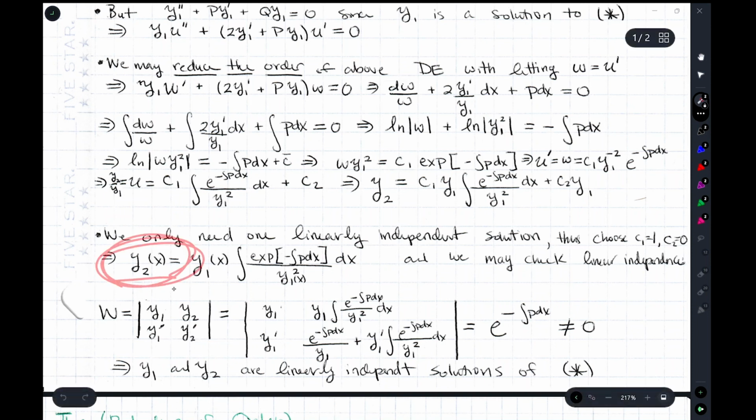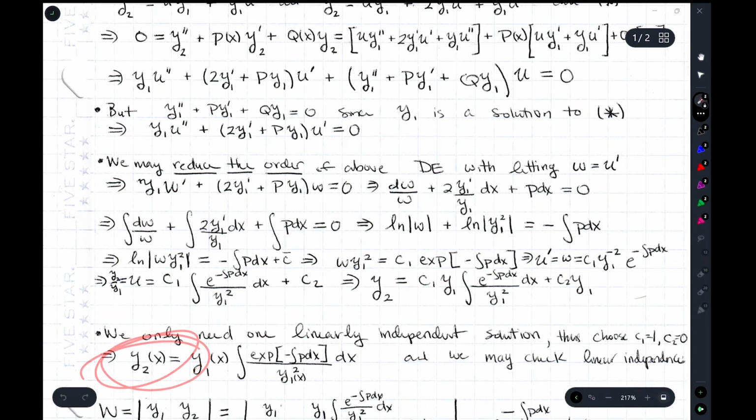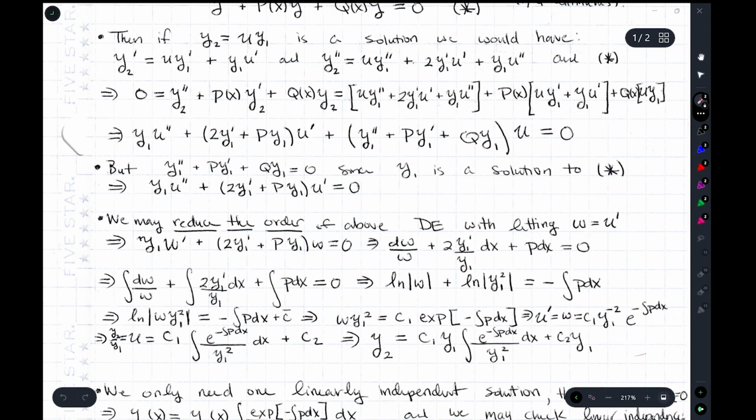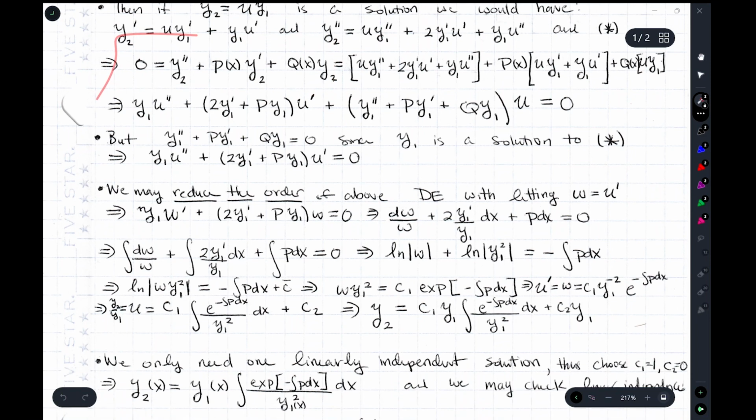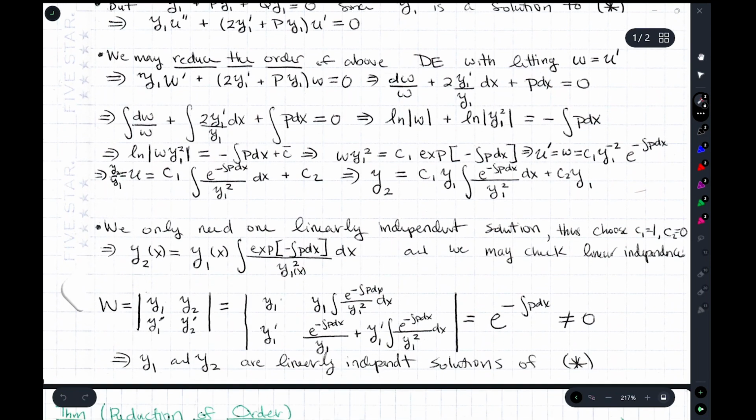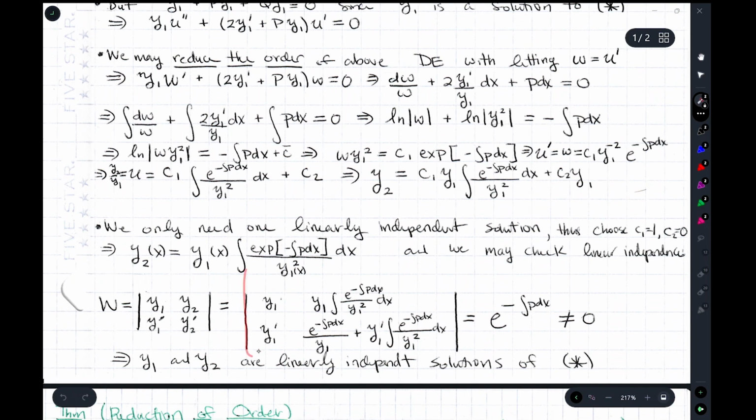And mind you, we know that y2 is a solution because we've assumed it up here. We impose this. So we know that y2 is a solution, and now we could check that it's linearly independent from y1 by using the Wronskian. If you plug in y2 over here and you plug in the derivatives, after doing some math, you'll come with the determinant of this is equal to e to the negative integral p dx, and that's non-zero. The exponential is never 0.